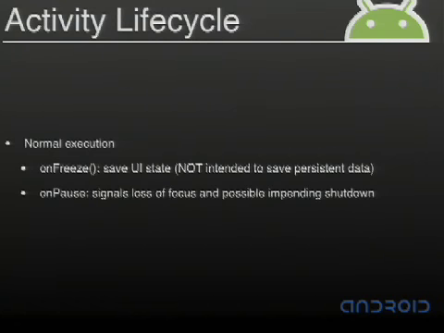OnFreeze is a method that essentially says you might or are likely to be shut down soon, but for now you're still running. So this method is intended to be a hook for an activity to save its UI state. And I want to stress that it's intended for UI state and not necessarily for data persistence, because data persistence is intended for onPause. So when onFreeze is called, it's basically saying, hey, you might actually be shut down soon.